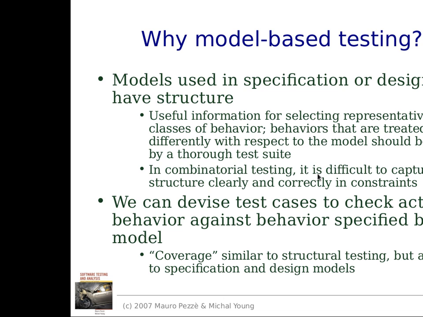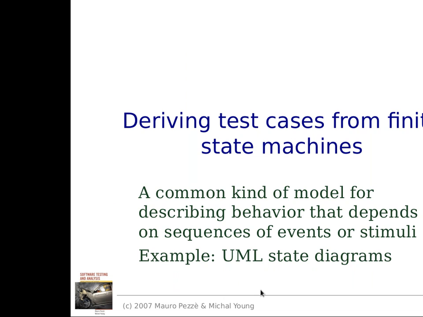So I did talk about this a little. Models are used in specification or design and have structure for selecting good classes of behavior. In combinatorial testing, it's difficult to capture the structure clearly and correctly in the constraints. It's also just another way to look at your test cases to hopefully give you more insight into what's going on. So coverage is similar to structural testing but applied to your design model.